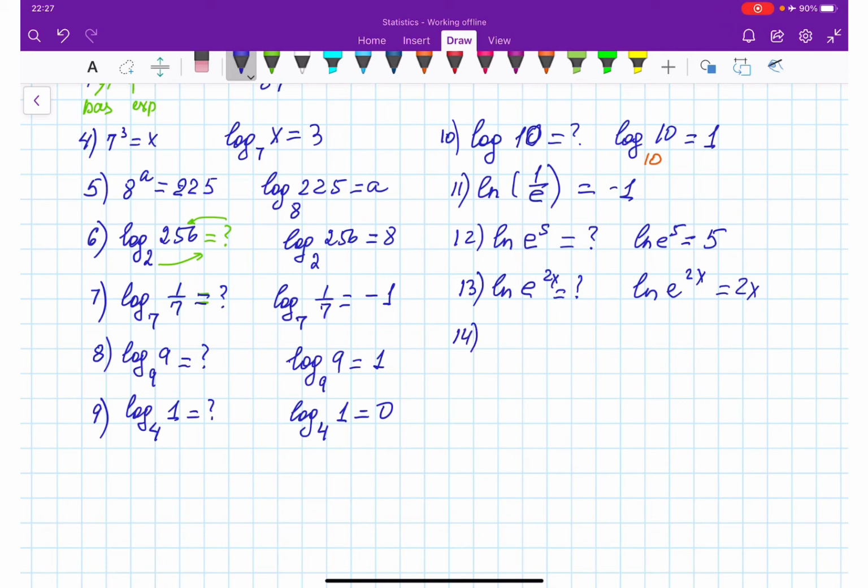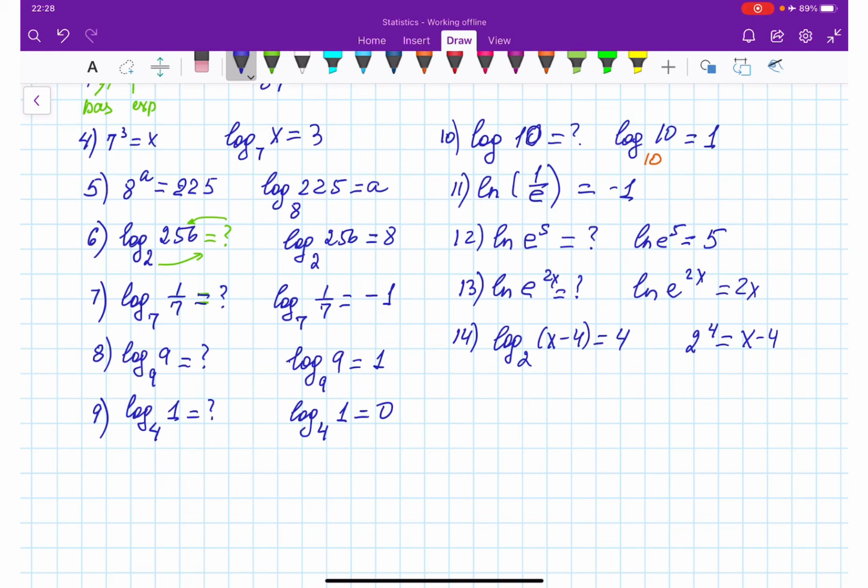Question number 14. Okay, write the equation in its equivalent exponential form and then solve for x. Okay, so we need to solve for x. Logarithm x minus 4 by base 2 is equal 4. So this is the equation and we need to solve it. To solve it, I'm going to use the equivalent exponential form, which means 2 to power 4 is going to be equal x minus 4. Yes? So let me write down 2 to power 4 is equal x minus 4.